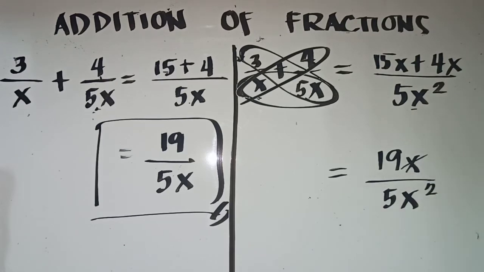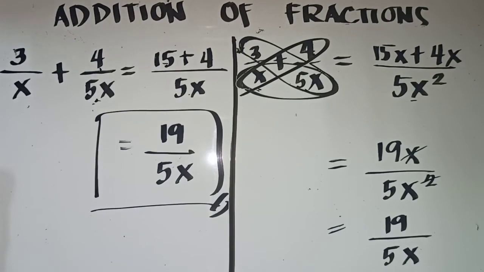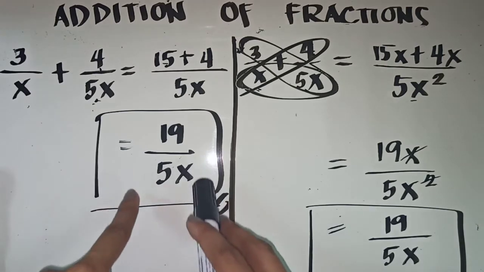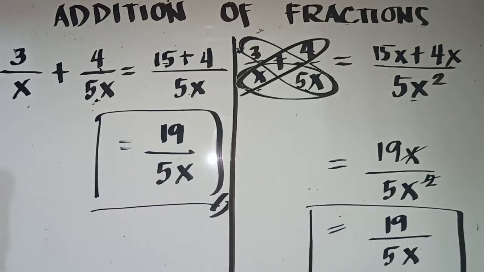Pwede ko i-cancel si x sa numerator. At pwede ko tanggalin yung isang x sa denominator. Okay? So, that is 19 over 5x. So again, kahit ano ang gamitin kong way ng pagsasagot or pag-a-add ng fraction, kahit kumuha ko na LCD, 19 over 5x, at kahit ang gamitin ko is butterfly method, 19 over 5x pa rin. Basta huwag kakalimutan na i-simplify or i-lowest term ang bawat isa.